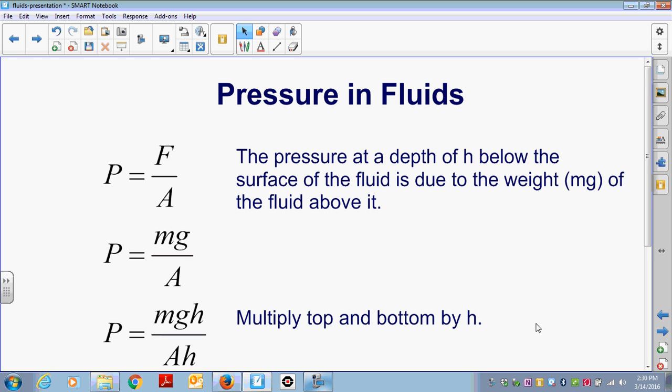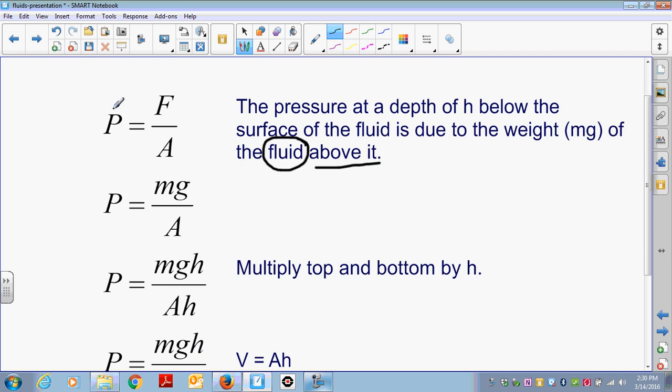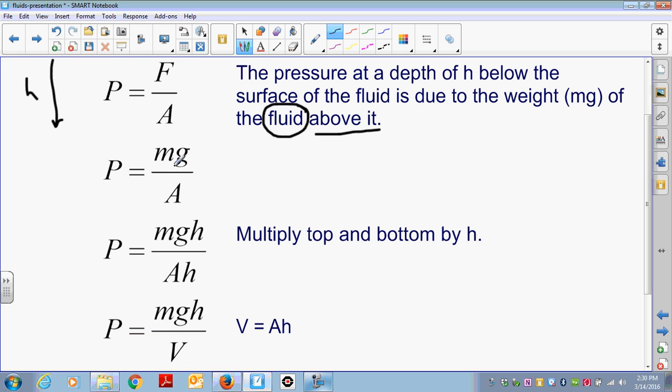The pressure at a depth of h below the surface of the fluid is due to the weight of the fluid above it. Now be very careful. This is the weight of the fluid above it. So here, the pressure at some depth h below the surface of the fluid is due to the force, which is the weight of the fluid above it. So we replace it with mg, where this m is the mass of the fluid.